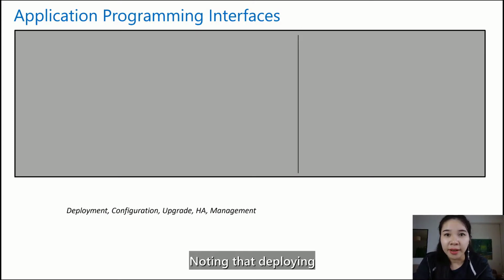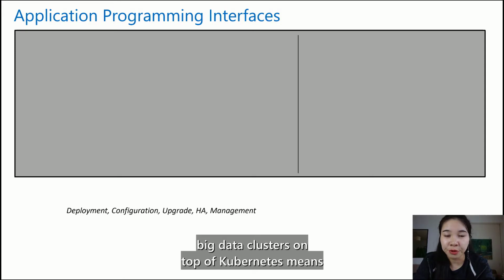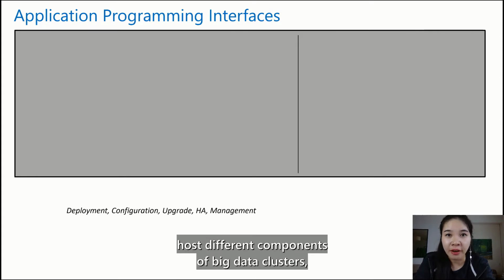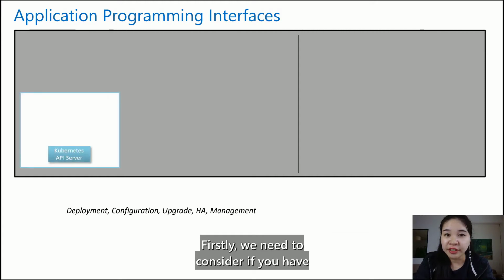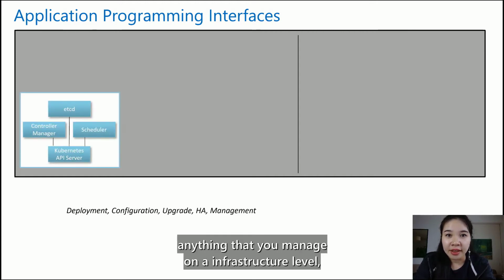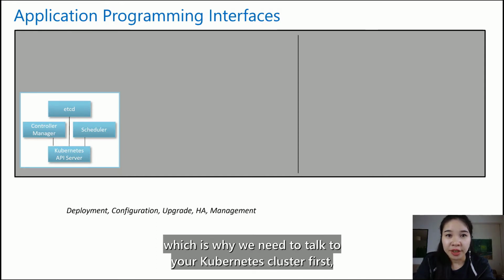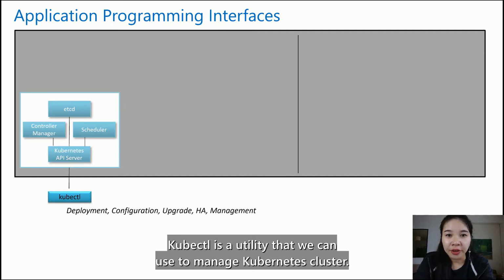Knowing that we deploy big data clusters on top of Kubernetes means Kubernetes provides the infrastructure to host different components of big data clusters, which is why, to manage big data clusters, firstly we need to consider if you have anything to manage on an infrastructure level, which is why we need to talk about the Kubernetes cluster first. kubectl is a utility that we can use to manage the Kubernetes cluster.